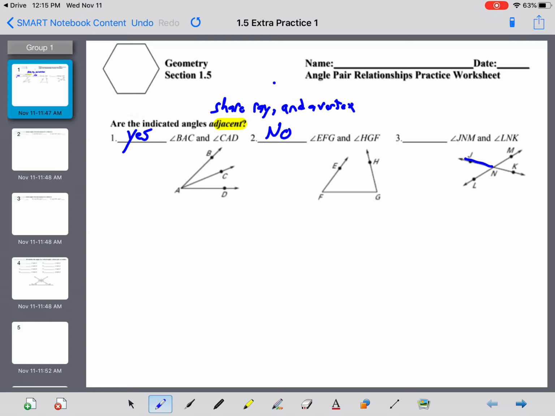Last one is JNM and LNK. We learned about these. They make that bow tie shape, okay? These are called vertical angles. These are not adjacent angles.